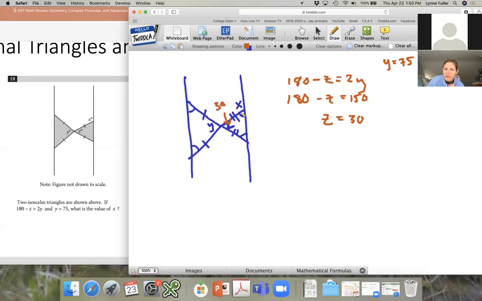And if I'm left with 150 and I cut that in half, I know that these are each 75, right? These angles here are 75. And if I also know that I have a straight line that adds up to 180, I could just do 180 minus 75, which leaves me with the angle measure for X, which is 105. Ta-da! So there we go.